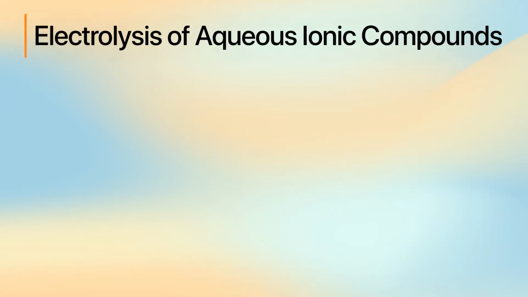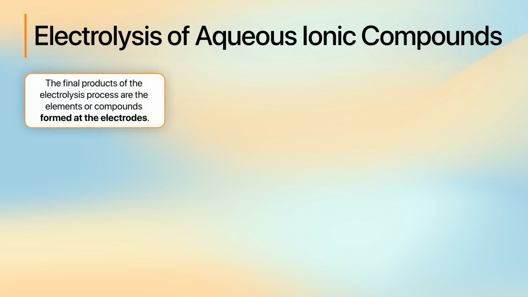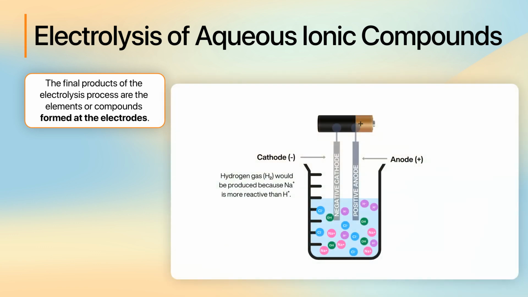The final step is to identify the products. The final products of electrolysis are the elements or compounds formed at the electrodes. Using our earlier example of NaCl in water, at the cathode hydrogen gas, H2, would be produced because Na+ is more reactive than H+. At the anode, chlorine gas, Cl2, would be produced because Cl- is a halide ion.